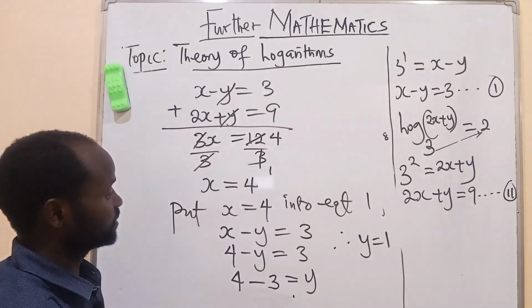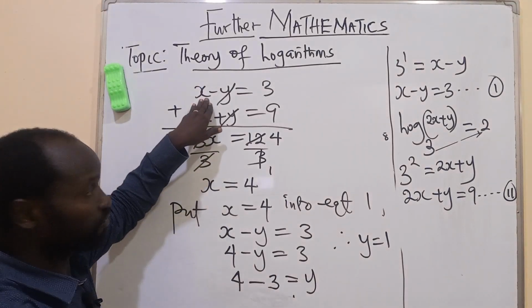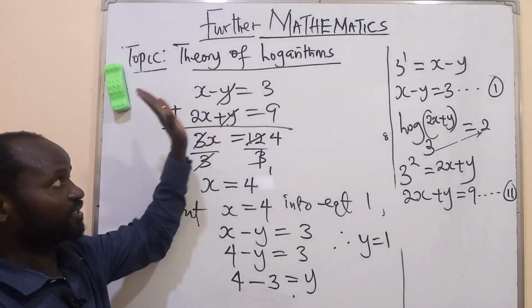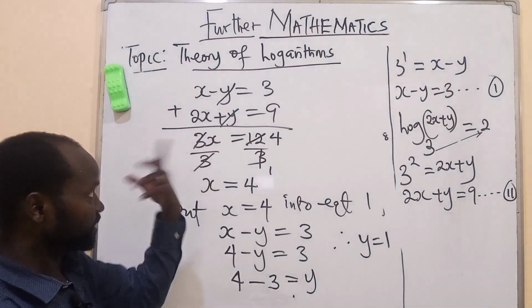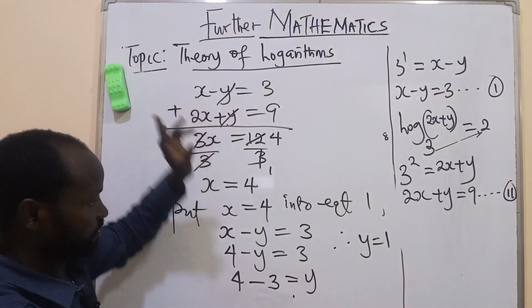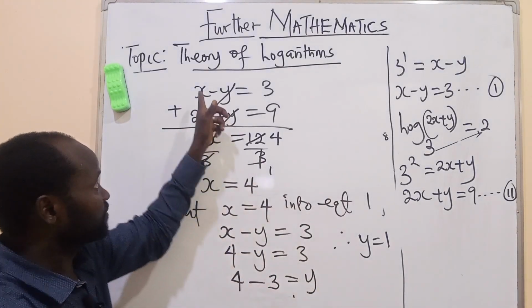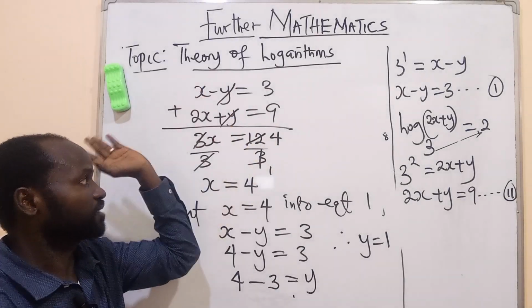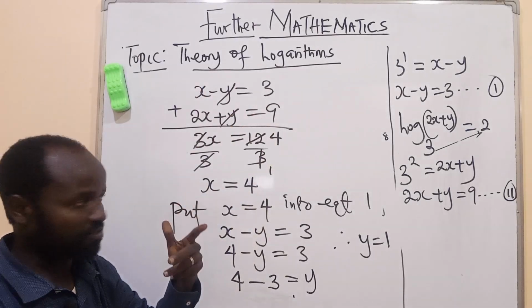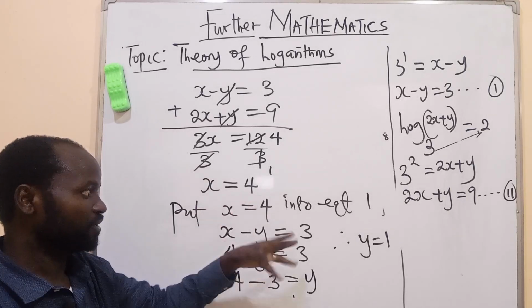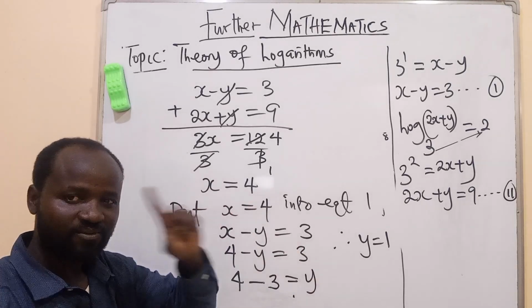We can check. If we plug the values of x and y into equation 1, will the left hand side and the right hand side be the same? Let's check. x is 4 and y is 1. 4 minus 1, is it equal to 3? Yes. The left hand side and the right hand side are the same. Hence, the true value of x is 4 and the true value of y is 1.